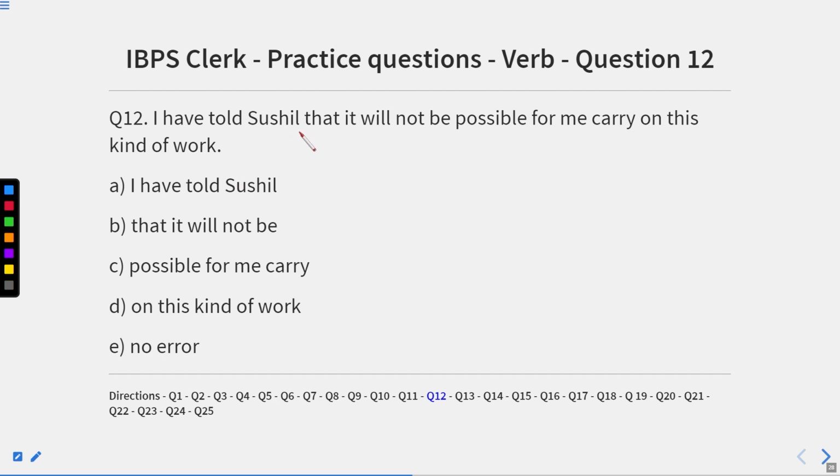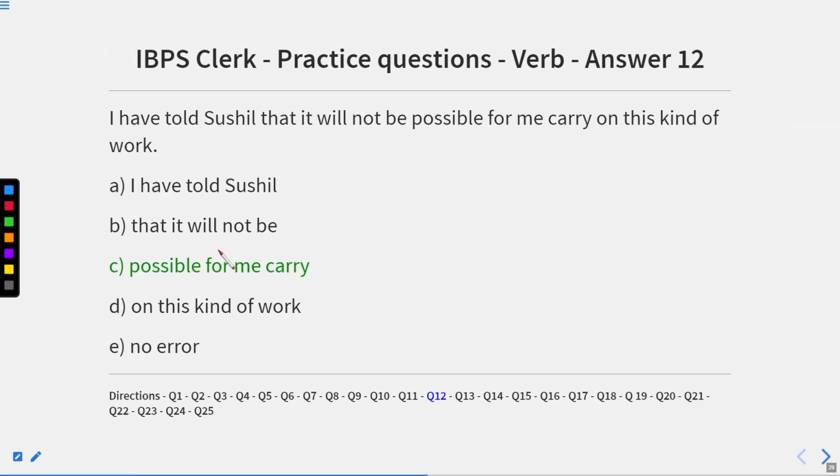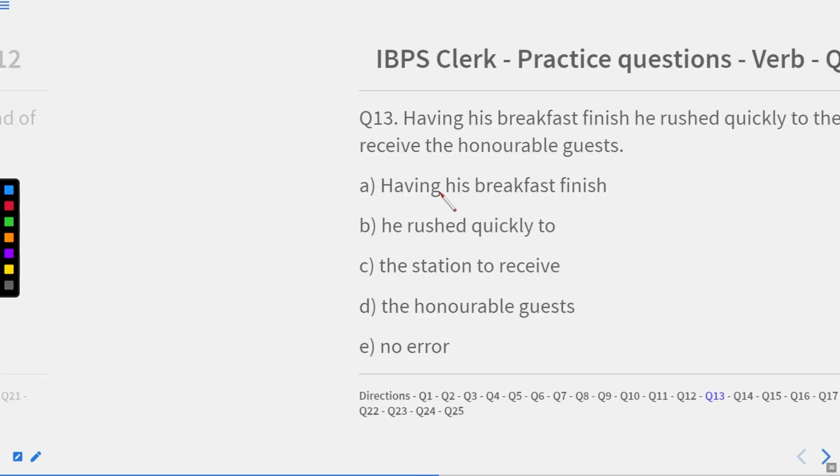Now let us move to question number 12. I have told Sushil that it will not be possible for me carry on this kind of work. What is not possible for me? To carry on this kind of work. So here carry, the bare infinitive, is incorrect. It should be replaced with an infinitive, so it should be possible for me to carry. Here we need to add to, so our answer is C. Now let us move to the next one.